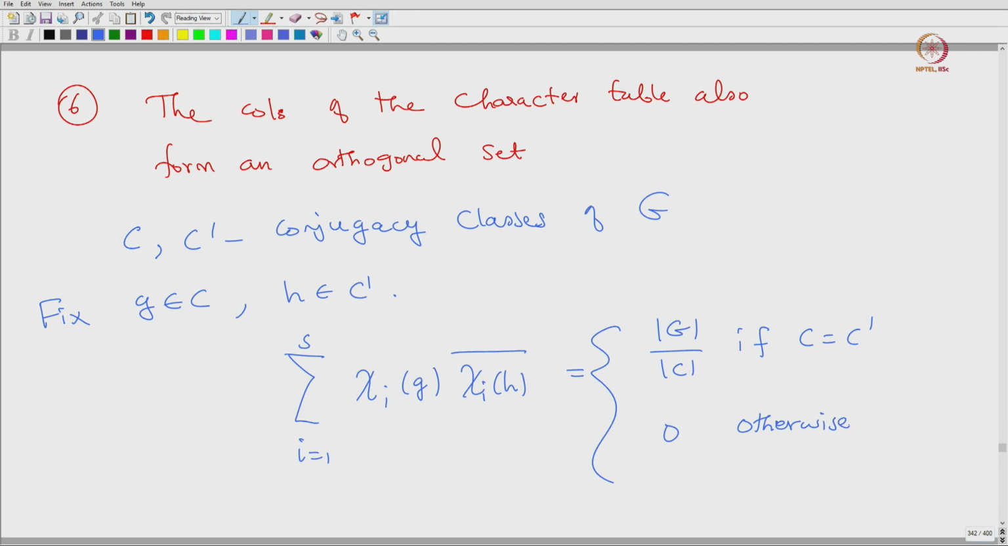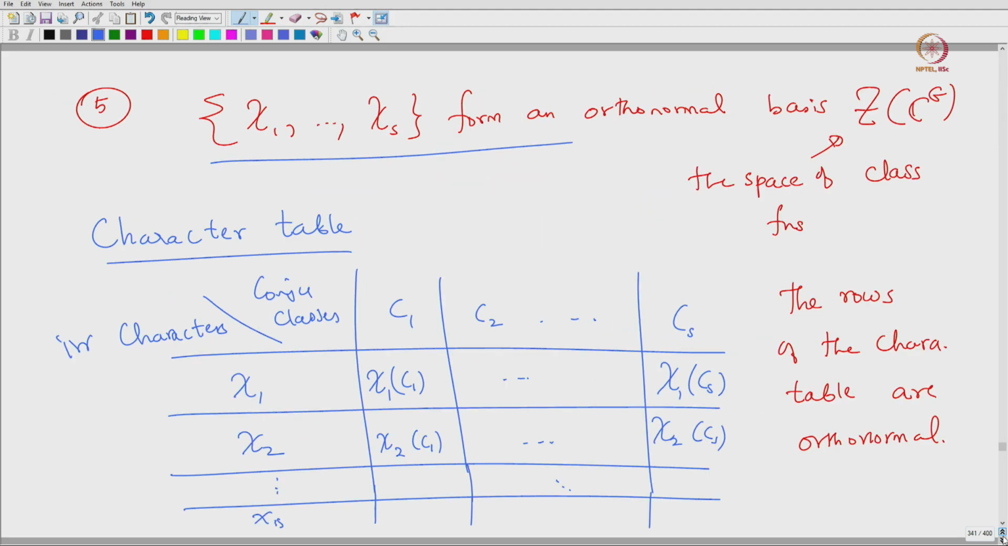That means whenever C is not equal to C dash, we get the value 0. So, this tells us that the columns of the character table form an orthogonal set. It is not orthonormal because we are getting the value cardinality of G divided by cardinality of C whenever we take g equal to h. Okay, so let us prove this. This is something we haven't proved yet. This immediately implies that the character table is indeed an invertible matrix.